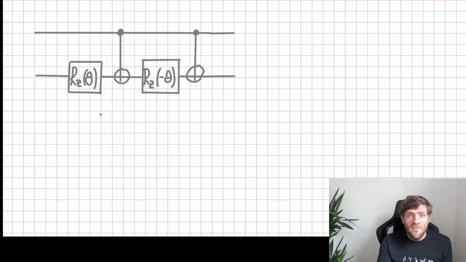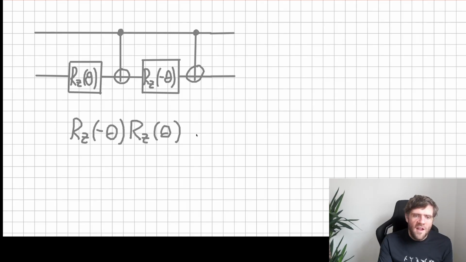With that in mind, here's a circuit for you to think about with 2 rotations and 2 controlled NOTs. If you had no controlled NOTs, what you would have on the bottom line is a rotation around the z-axis by some angle theta, followed by a rotation around the z-axis by the opposite angle. And so these 2 things would combine to be the identity. Nothing would happen. You would rotate and then you would unrotate. You would get back exactly to where you were.